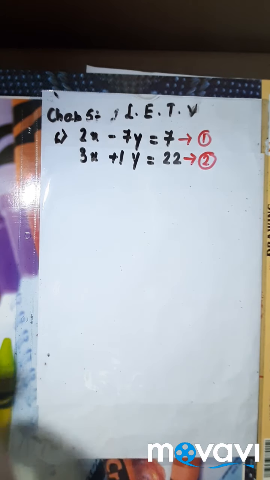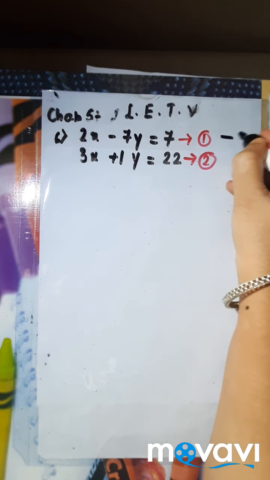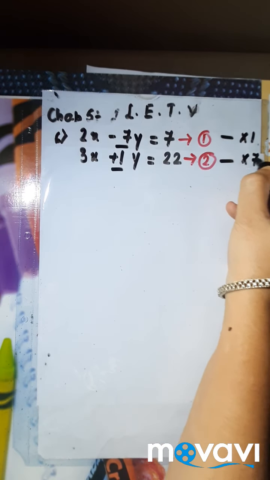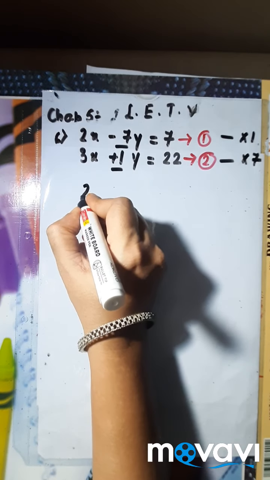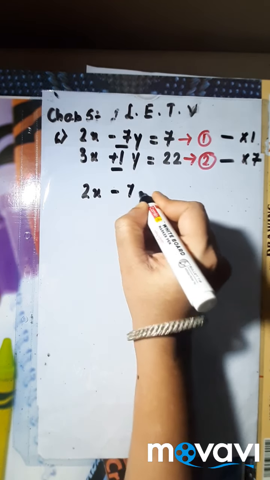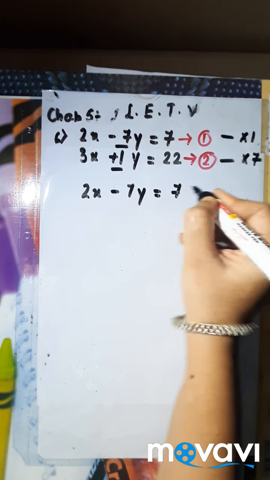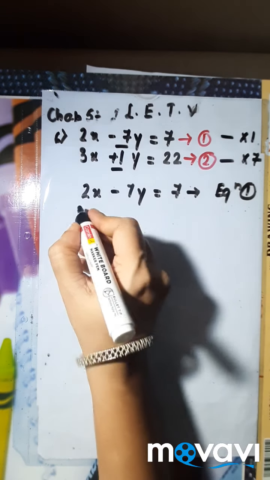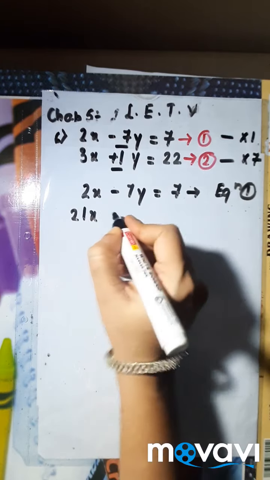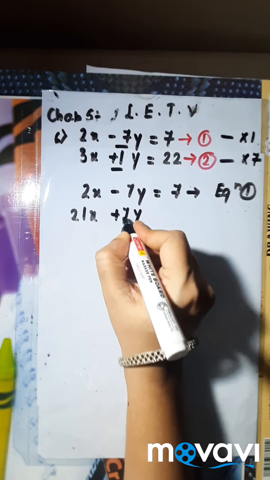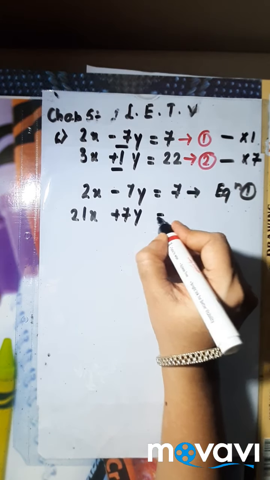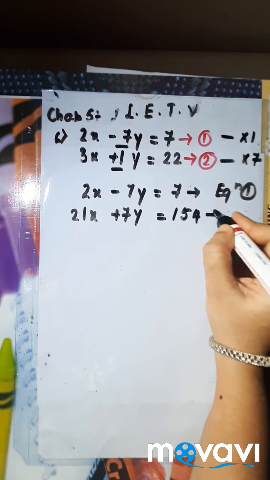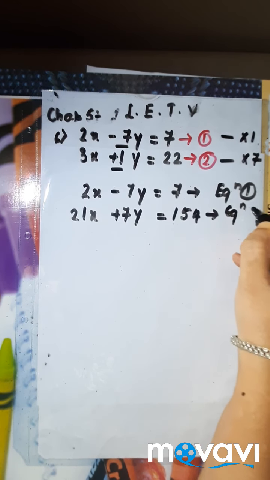Now I have to write that dialogue, multiplying equation 1 by 1 because this is the one, and this is 7. So I'll multiply this equation by 7. When we multiply by 1, there is no change. 2x minus 7y equal to 7. Call this equation 1. I am not changing the equation. When I multiply by 7, 7 3s are 21x plus 7 into y, 7y, equal to 7 times 22, 154. This is my equation 3.